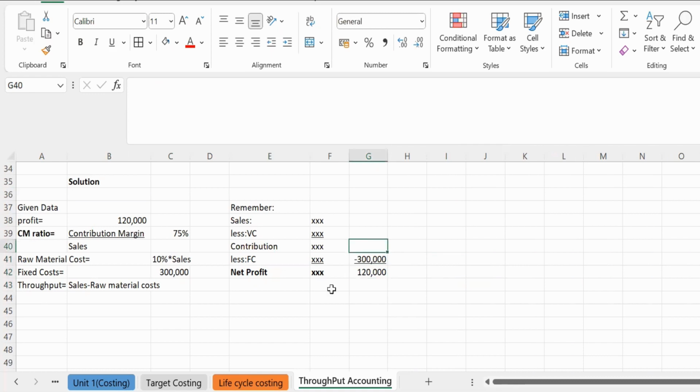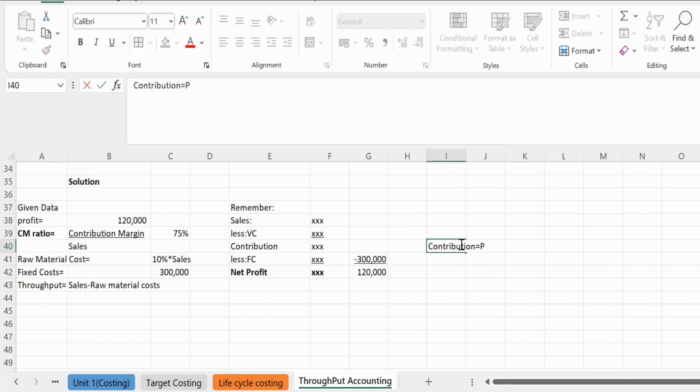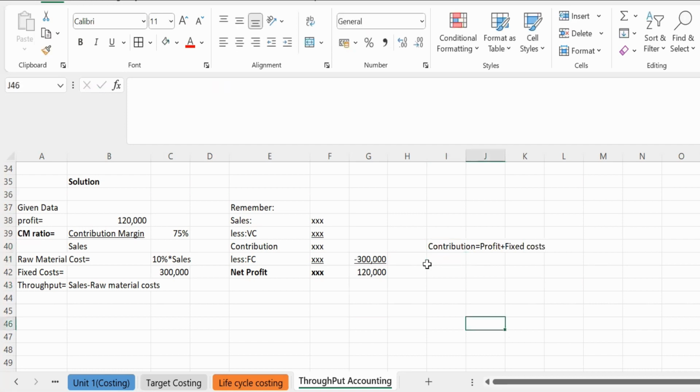Which means another way you can get a contribution is by taking profit plus fixed costs. We'll be having the contribution margin, which will be 420.